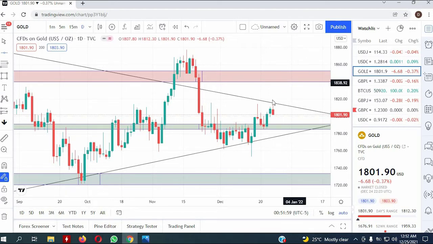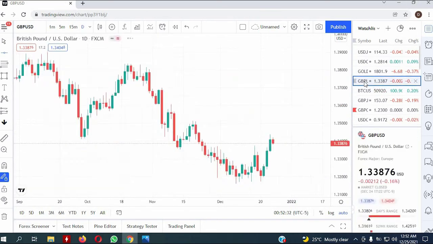Now if the gold fails to push further up into this area, the gold will pull back into this area once more for another retest. If this area fails to support, the gold will push further down into this area. But I have the gold to push further up. Let's move over to the GBP USD.